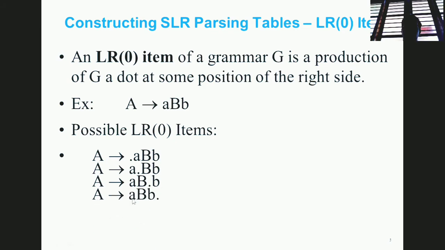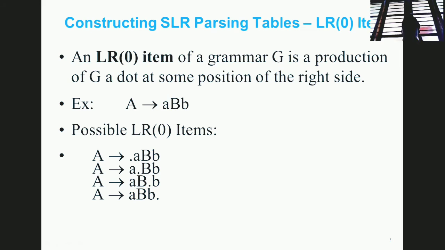It means that this has been read already. So when you find the dot at the end of the production, it means that this is ready to reduce. Now here, there is no confusion about when to shift or when to reduce. Whenever you find a dot followed by a symbol, you can shift it onto the stack. Whenever you find the dot at the end, it means that ABB has been read already, and it can be reduced to A. That's the meaning of LR of zero items.